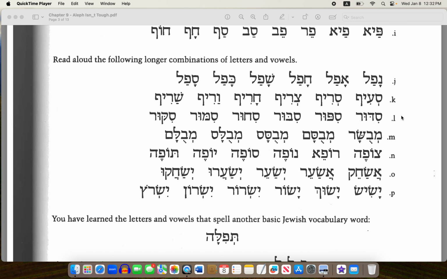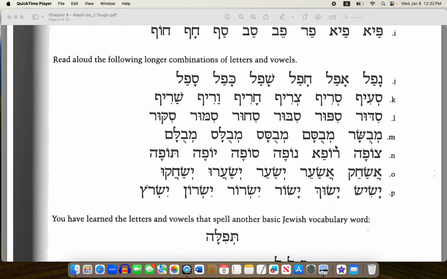Line L, practicing our samech. Sidur, sipur, sibur, sichur, simur, sikur.